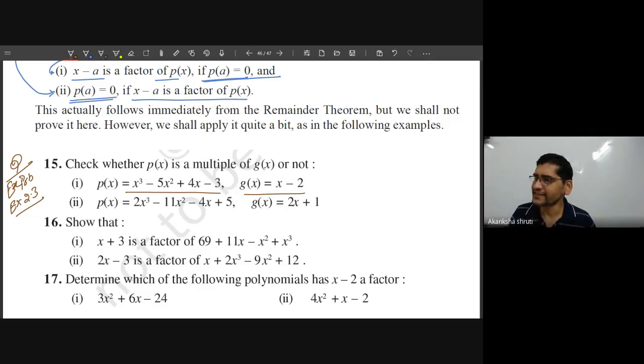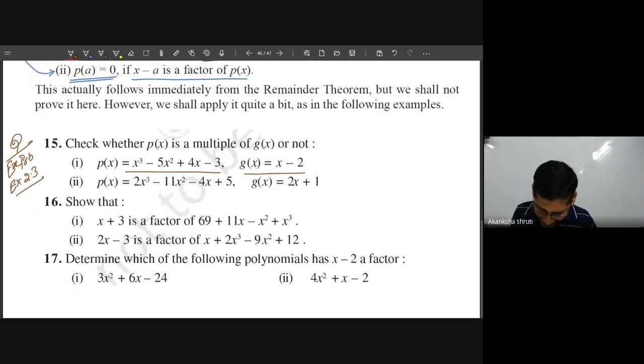Whether it is a factor or a multiplier, only the sense is different. The two linear polynomials formed from the quadratic polynomial are the factors. But the quadratic polynomial is called the multiplier of this linear polynomial. The meaning is the same, just looking at it in reverse. So students, let me solve question number 16 first. Then I will come to this 15 also.